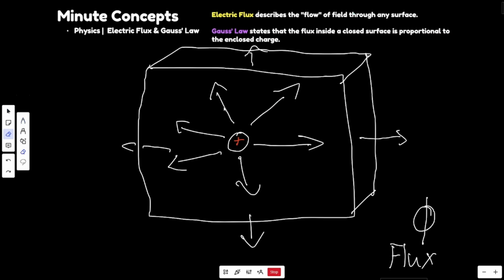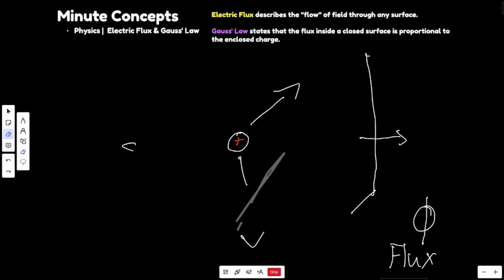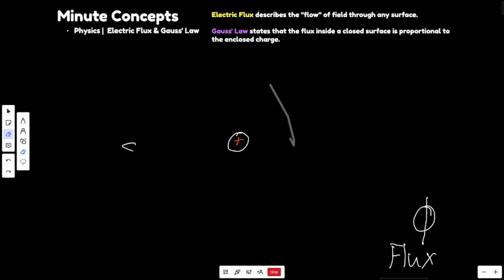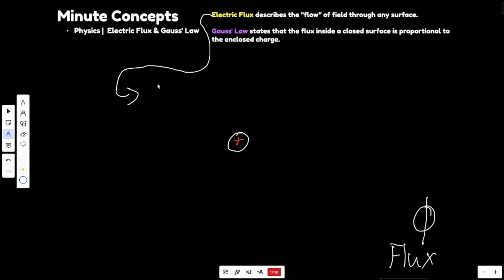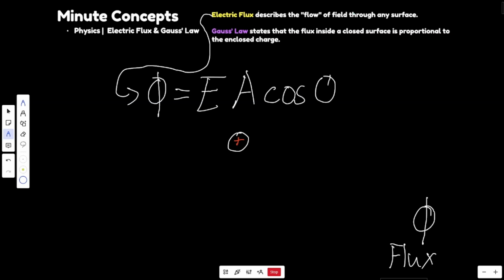So enough about the drawings for now, we'll go about that later. We need to first understand what the formulas for flux are. So the electric flux formula itself, this right here, not Gauss's law. Electric flux is given by, this is the symbol for flux, the electric field multiplied by the area of our surface multiplied by the cosine of the angle to the normal. Now, this is the angle to the normal. And what does that mean?